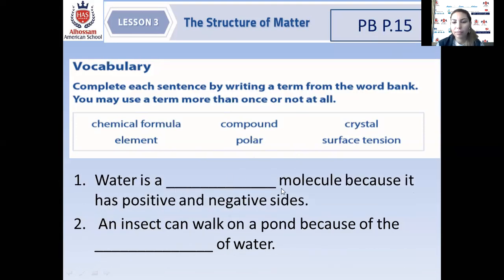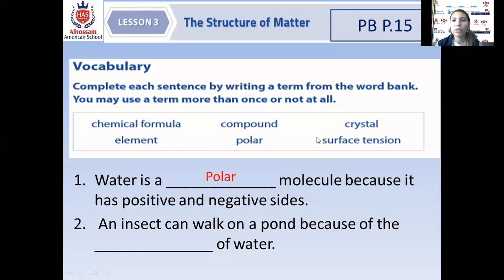Water is a blank molecule because it has positive and negative sides. Yes, raise your hand. Marwan: water is a polar molecule, because it contains positive and negative sides. Well done. So, yes, the answer is polar.